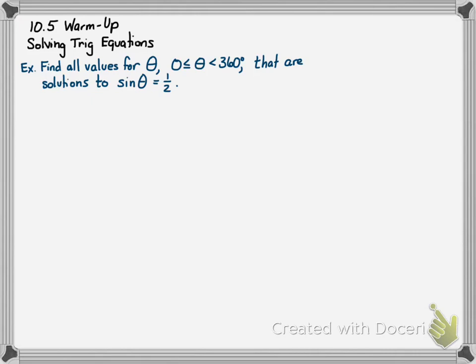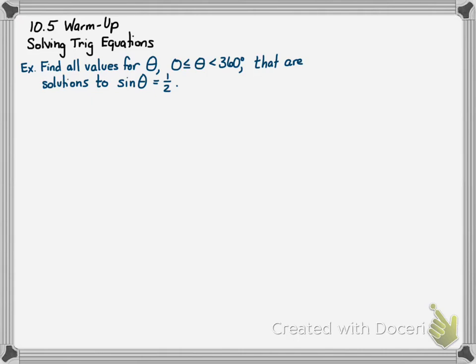Trig identities are equations, but they're equations that are true no matter what theta or whatever angle you plug in. The equation will hold true. The left side will be equal to the right side. Now we are shifting gears into section 10.5, where we're going to talk about trig equations.